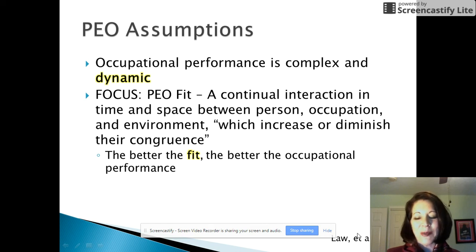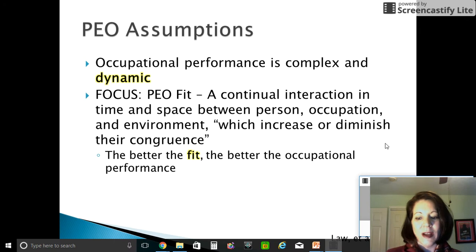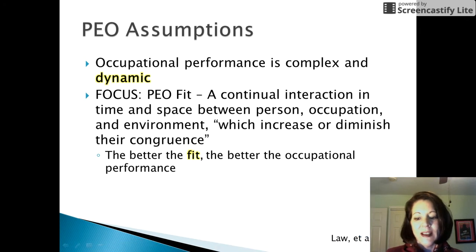Hi, we're back with part two of person, environment, occupation, and person, environment, occupation performance. And right now we are looking at the PEO assumptions. And one of the things that you all brought out as you were looking at your online content prior to lecture today is the idea of fit. And this is a very important concept for PEO.